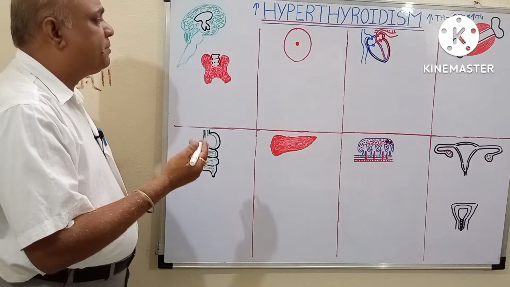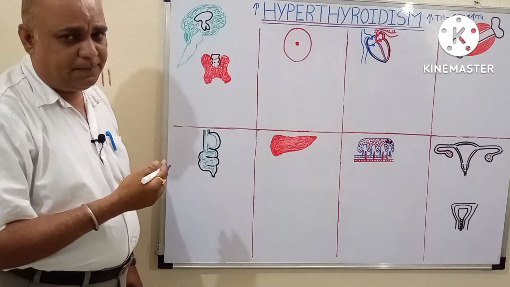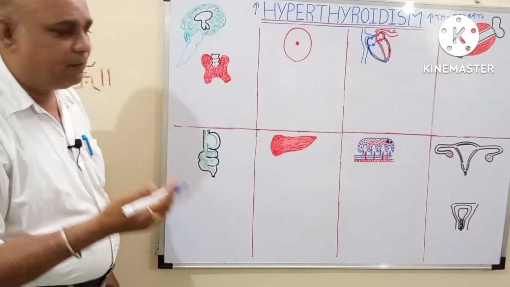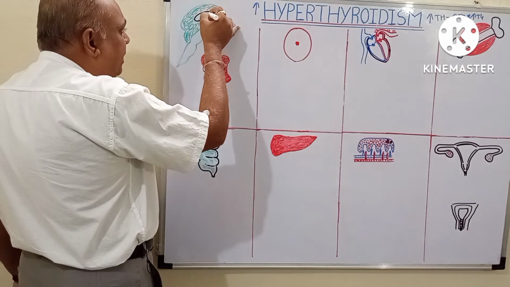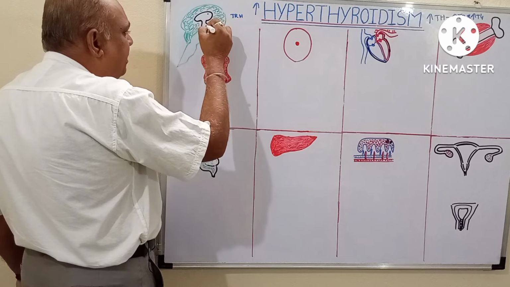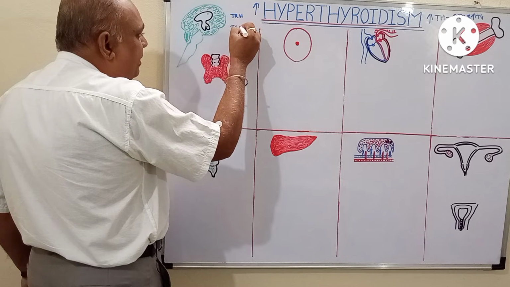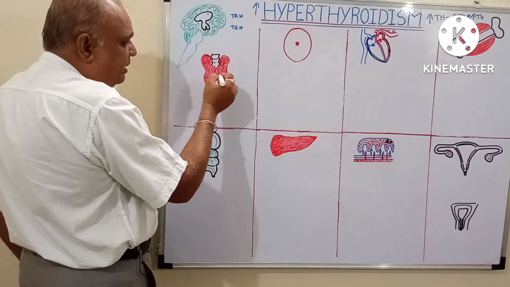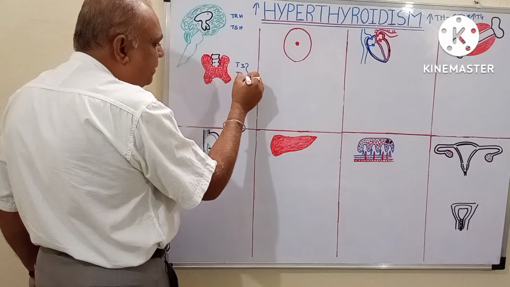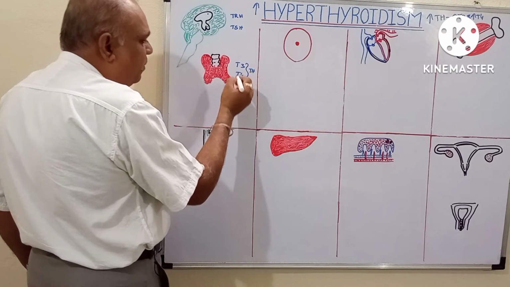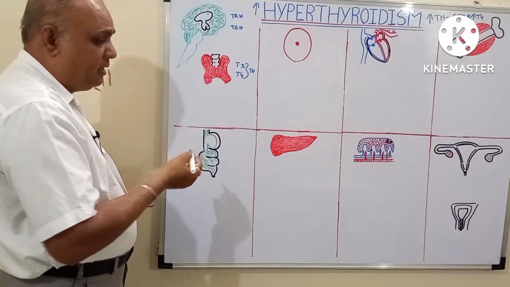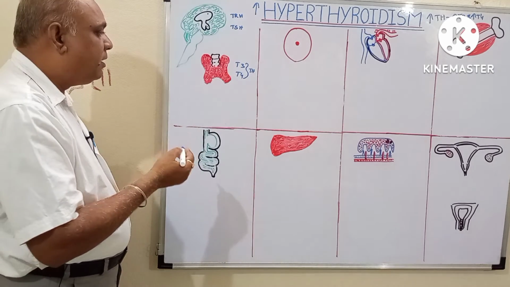Before proceeding further to the clinical features of hyperthyroidism, let's have a quick review of thyroid hormone formation. The hypothalamus secretes thyrotropin hormone and the anterior pituitary secretes thyroid stimulating hormone, whereupon the thyroid gland secretes T3 and T4, which we call thyroid hormone. T3 means triiodothyronine and T4 means tetraiodothyronine or thyroxine.